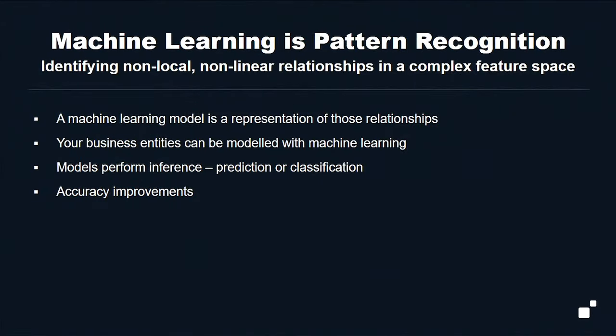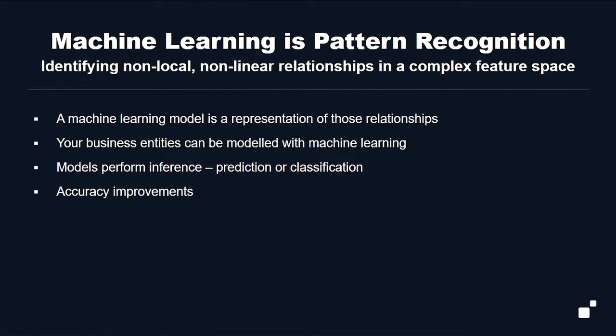Let's get into that. So machine learning is essentially pattern recognition. In all that data that you have, there are patterns and relationships between attributes that can be uncovered, and you can use them to do a lot of interesting things. A machine learning model is just a mathematical representation of those relationships. Think of it as an objective function. You give it some input, and it will give you some output. Most commonly, that output is a classification or a prediction.